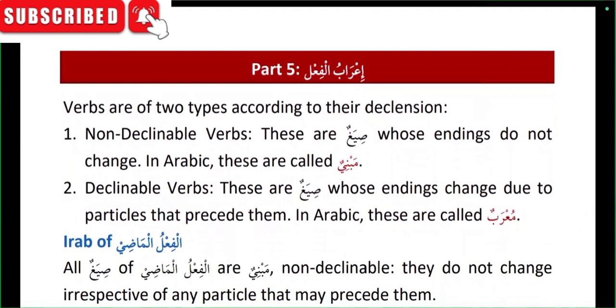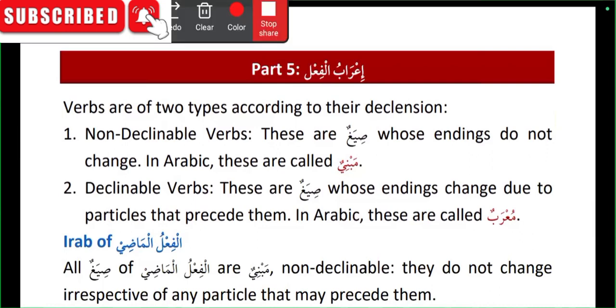Number two, the second type is the declinable verbs. These are the sighas whose endings change due to particles that precede them. In Arabic, these are called mu'rab. So today's dars is about mu'rab and mabni. These two words are the most important. Please write them down, because these are the most important two words in today's dars.